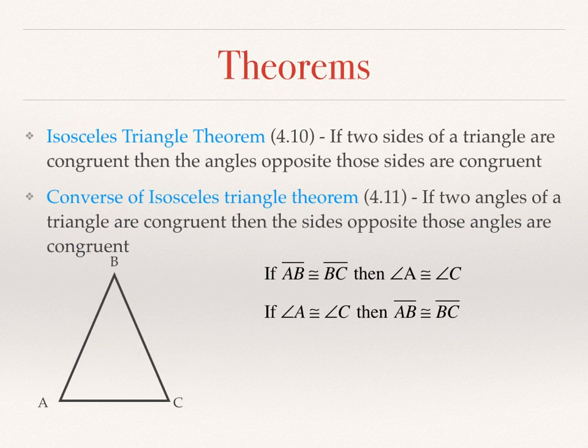Now, the isosceles triangle theorem basically says if you've got two congruent sides, then you've got two congruent angles. Similarly, the converse says if you've got two congruent angles, then you've got two congruent sides. So we have our statement here: if AB is congruent to BC, then angle A is congruent to angle C. Or the converse: if angle A is congruent to angle C, then AB is congruent to BC.